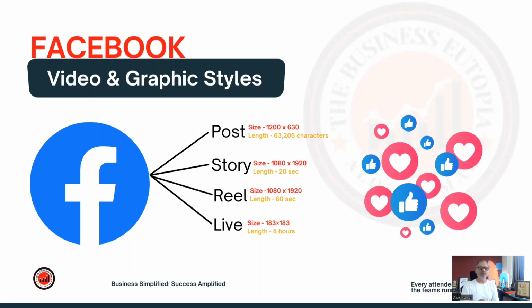On Facebook, you can have either graphical content or video content. What sections has Facebook provided? Number 1 is the post, story, reel and live. If you are creating a graphic for a Facebook post, the size should be 1200 by 630 pixels. Now how are you going to find these pixels?